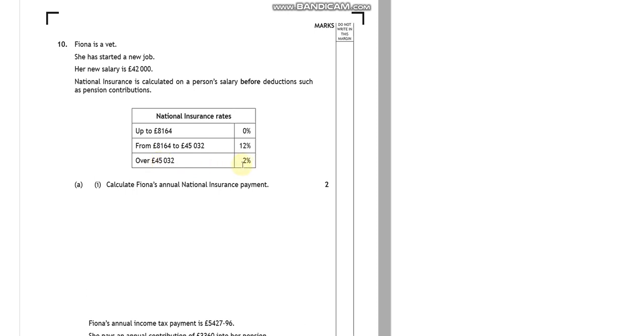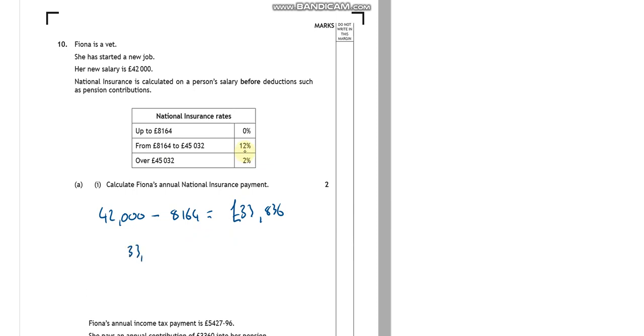So she's in the middle. She's in here, isn't she? So she's not going to pay any tax on her first 8,000, and then she's going to pay 12% for the rest of what she's got. So let's work out her salary: we take away that 8164. That's going to give us £33,836 of taxable income. So we're going to charge that at 12%.